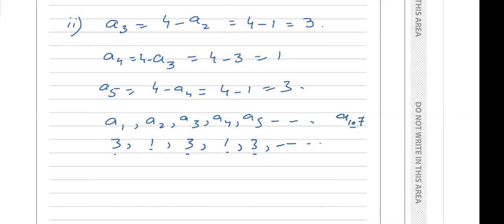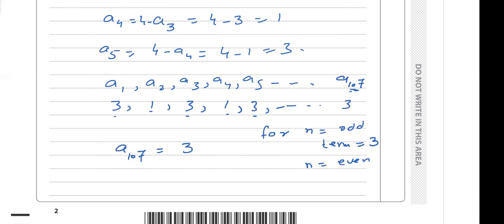So for a107, n is odd, sorry, so we will also get 3. So I can say a107 is equal to 3, because whenever n is odd, the term is 3. In detail, if you want to write more, you can add that: for n equal to any odd value, the term is equal to 3, and when n is an even value, the term is equal to 1.